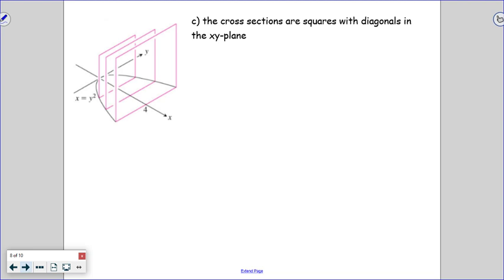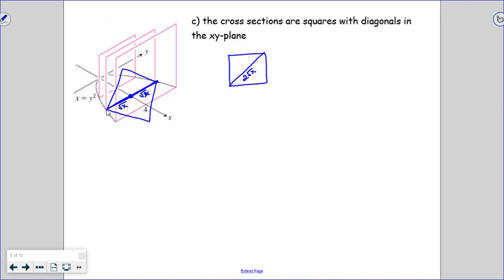Okay, the next one in the picture actually does not show this one correctly. It says the cross sections are squares with the diagonal in the xy plane. So instead of that picture right there, what we should be showing is that this line that is in the xy plane is the diagonal of our square this time. And so we know from our previous conversation that half of that diagonal is the square root of x, and this side would also be the square root of x. So as we examine one cross section, we know that its diagonal is 2 square root of x.